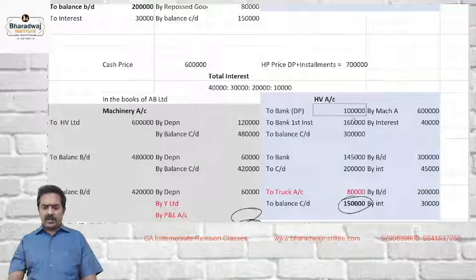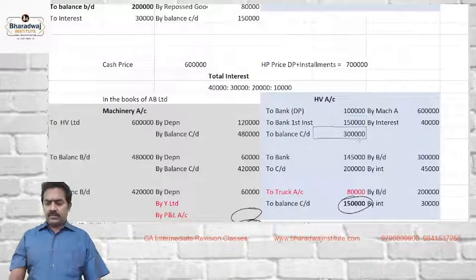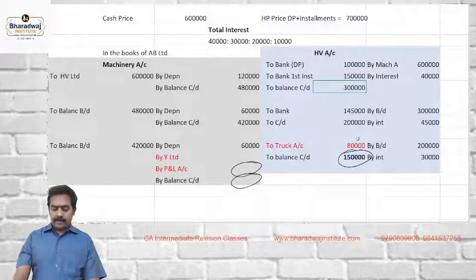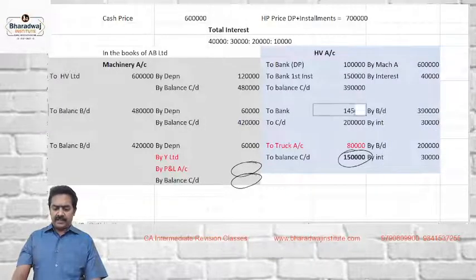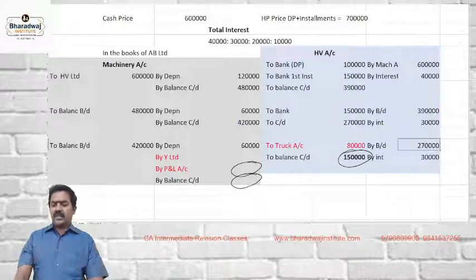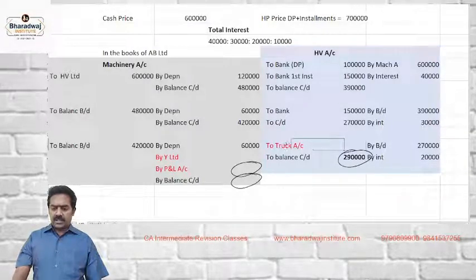40,000. Down payment 1 lakh plus what is the first installment? Balancing figure is how much? 3 lakh. Next year 3,90,000. What is the interest for the second year? 30,000. We paid 1,50,000. Balance 2 lakh. Last year 2,70,000. Third year. Okay. Interest is how much? 20,000. But we are not paying. The assets are repossessed.